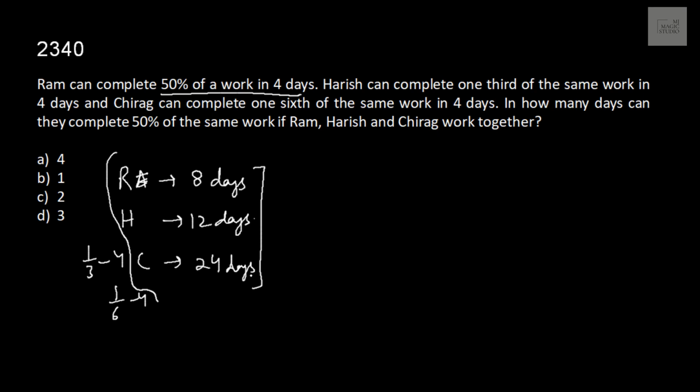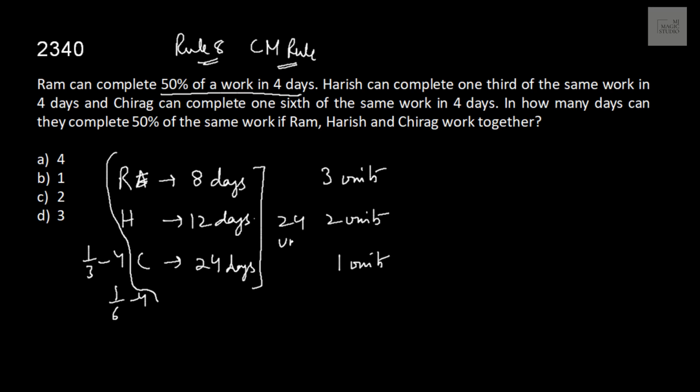If they work together, we can use our rule 8, the common multiplier rule, CM rule, which we say from the rule book. 8, 12, 24, LCM 24. 24 by 8 is 3. He is producing 3 units in a day. 24 by 12 is 2. Harish can produce 2 units in a day. 24 by 24 is 1.